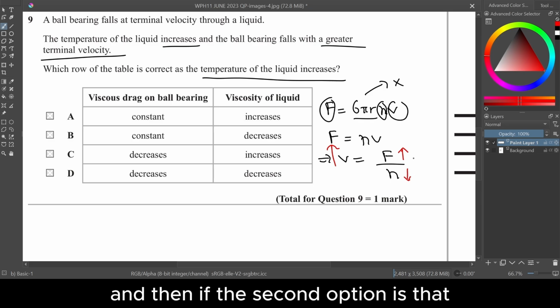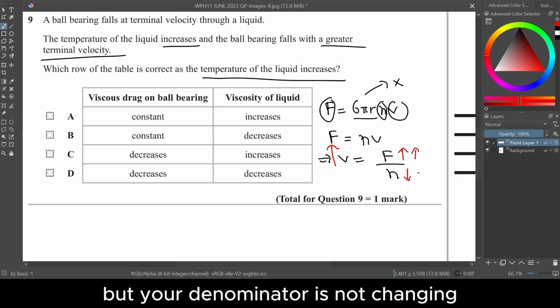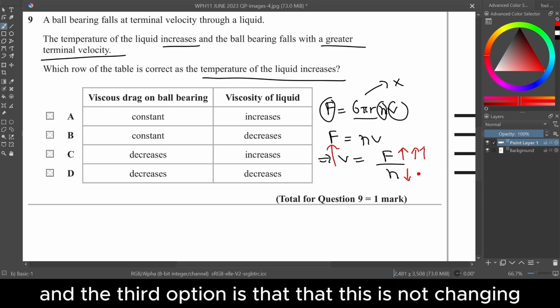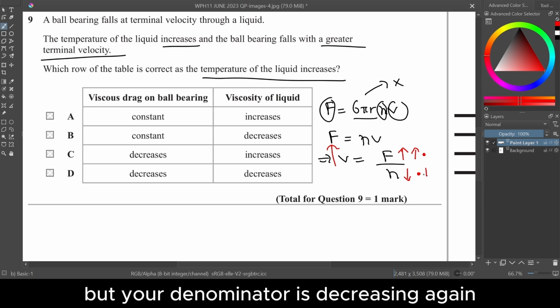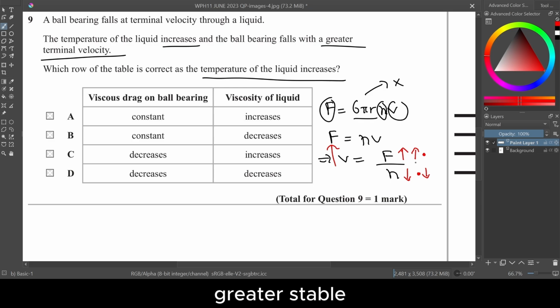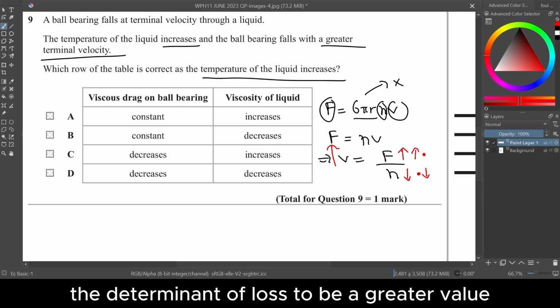And then the second option is that your F is greater, but your denominator is not changing. And the third option is that this is not changing, but your denominator is decreasing. Okay, so you have these three: greater, less; greater, stable; stable, less. In these three cases you will get the terminal velocity to be a greater value.